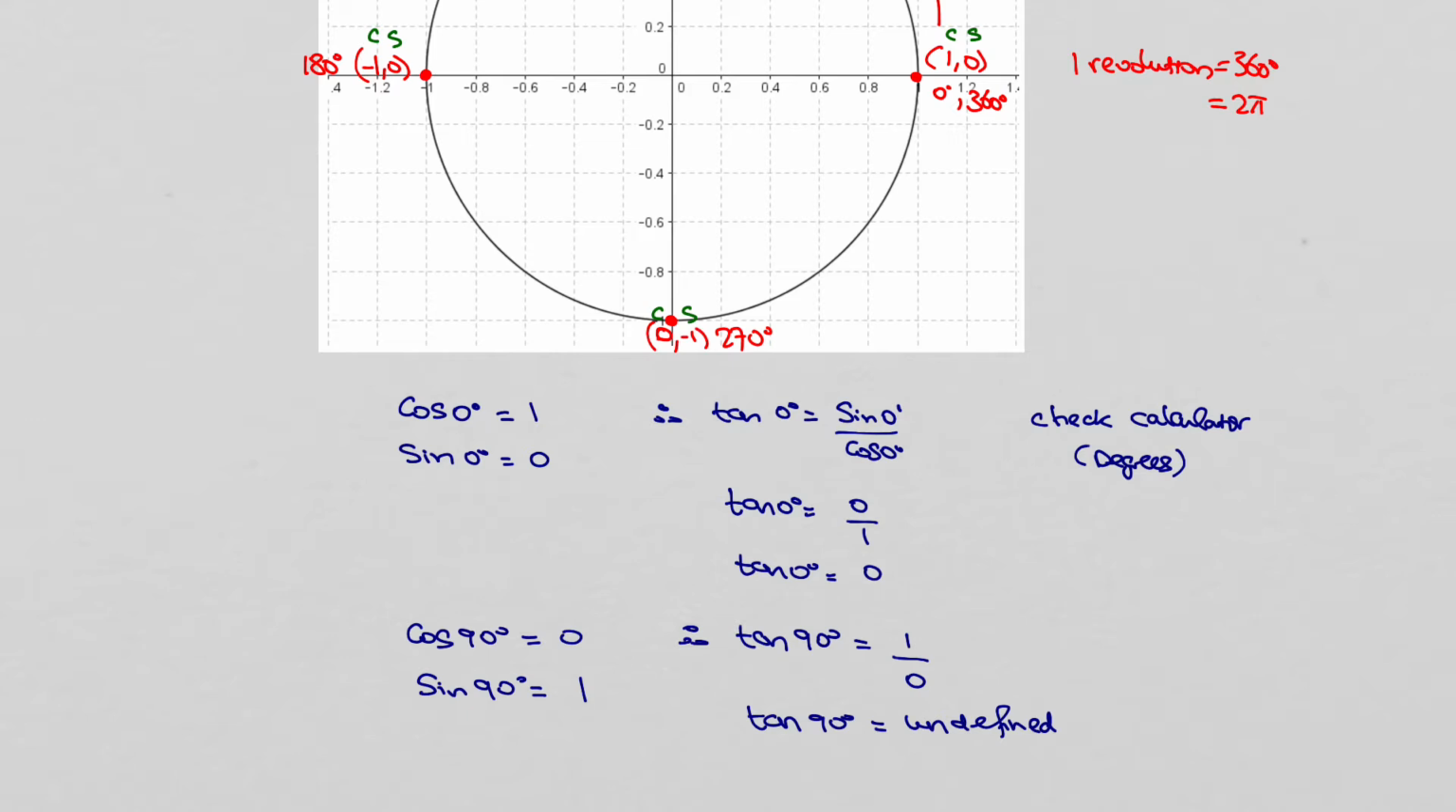If I do the next one there, 180 degrees, we have cos of 180 is the x-coordinate, which is minus 1. Sine of 180 degrees is the y-coordinate, which is 0. And therefore tan of 180 degrees is sine, which is 0, divided by minus 1. In other words, tan of 180 degrees is 0.